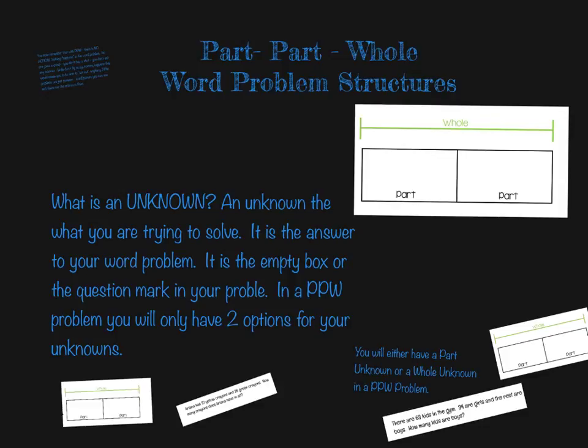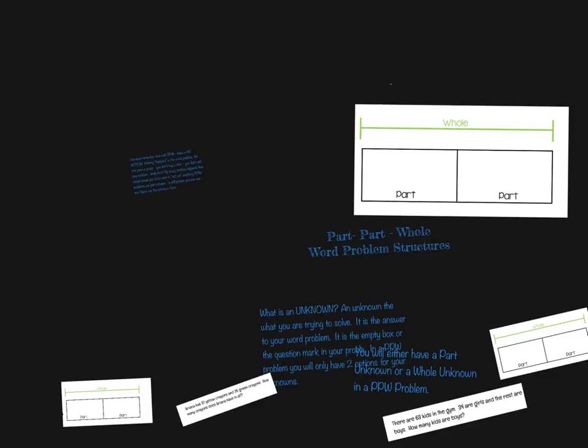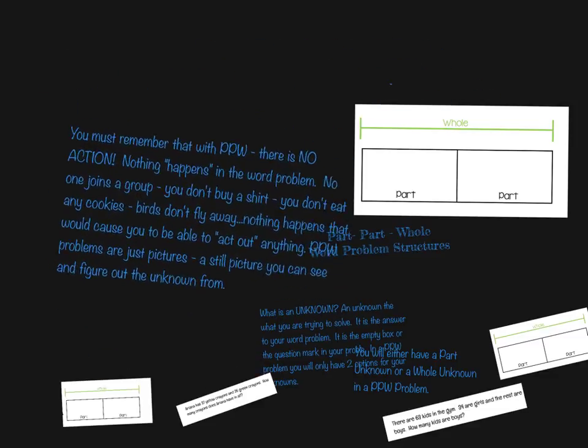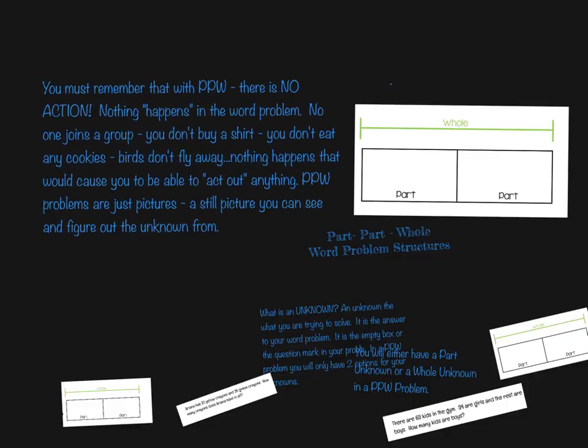I'm going to be working with you today on part-whole word problem structures. Now, before I can even begin, I have to talk to you about what that is. Part-whole word problem structure is a structure that explains certain types of word problems. Now, a word problem structure that is a part-whole has no action. A part-whole has no action in the word problem.